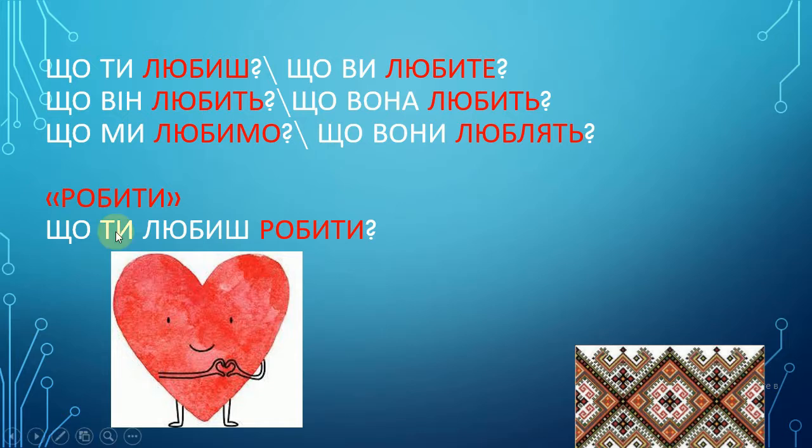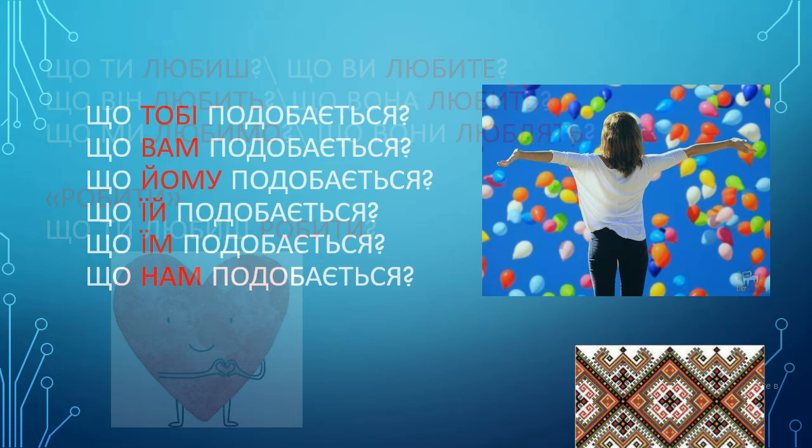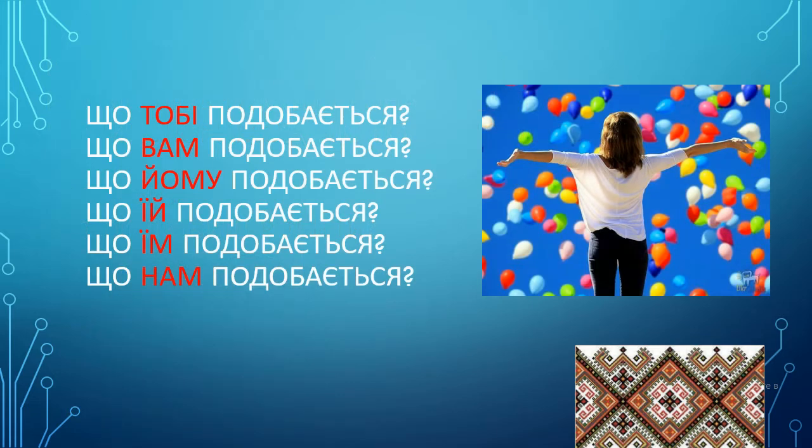We can add the word робити to these expressions, and it will sound like what do you like doing? Що ти любиш робити? Or що він любить робити? We can use another expression here. Що тобі подобається? Що вам подобається? You can see that the verb подобається doesn't change, but the pronouns change according to about whom we are talking right now.